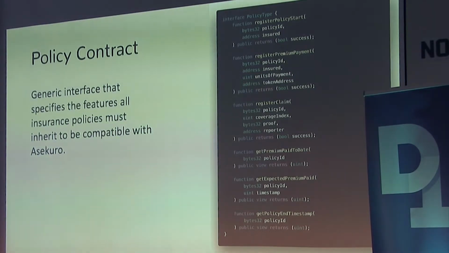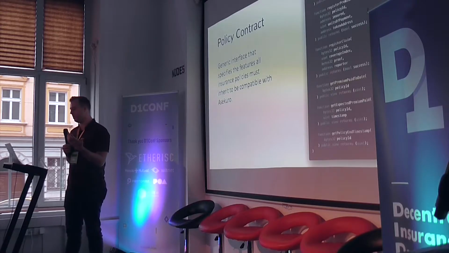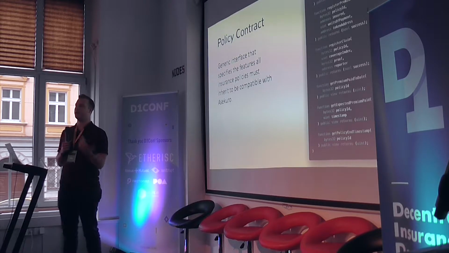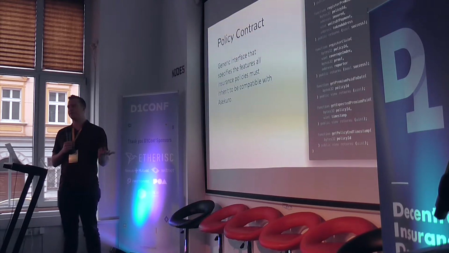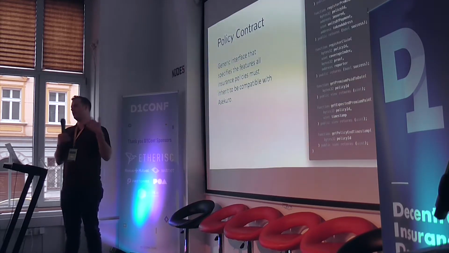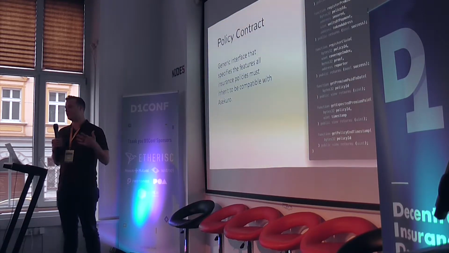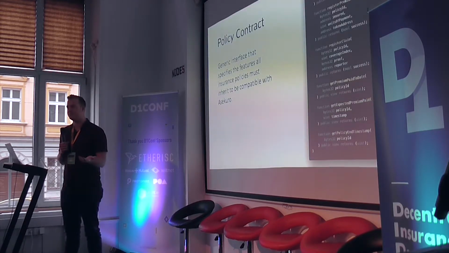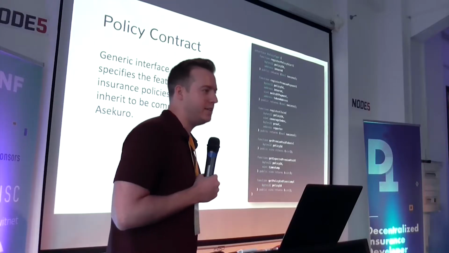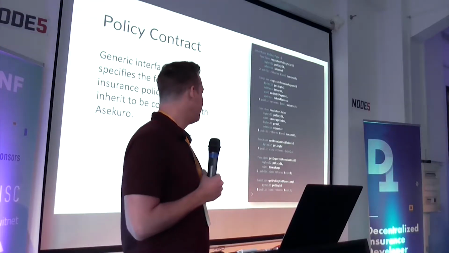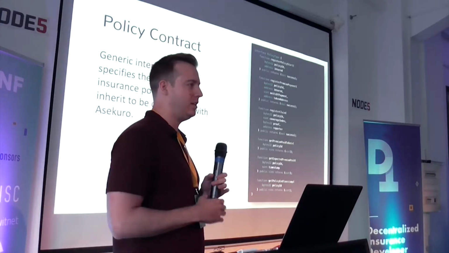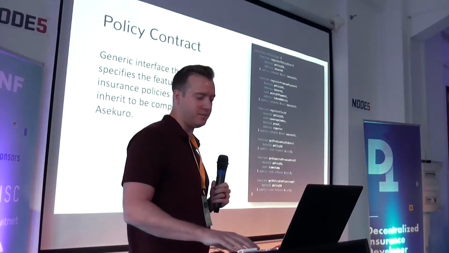So if you can see this, what we're looking at here is essentially a generic policy contract, and this interface specifies the features that all insurance policies must inherit to be compatible with Asekuro. And these are very basic things. The ability to start a policy, to register a premium payment has been made, to register that a claim has been made, get the premium amount that's been paid to date, get the expected amount of premium that should have been paid. All of these things are just the basic life cycle functions that you might expect from insurance.